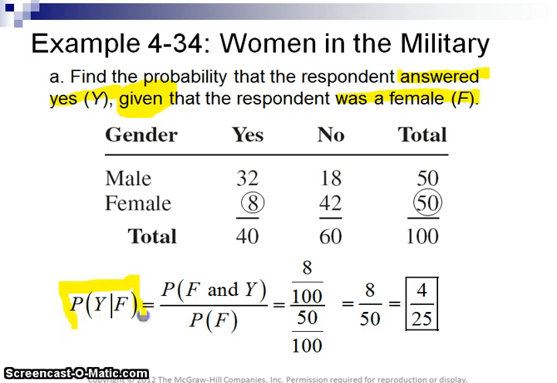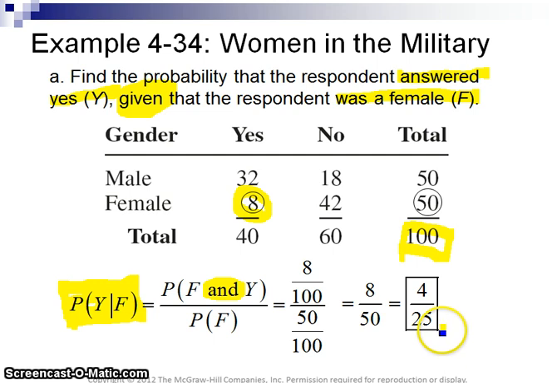So this is the way our setup is. Probability of yes given a female. So now we're going to go back and look at our information in the chart. The probability that they answered yes given female, first of all we have to consider this and statement. Female and answered yes. So we're looking at female, yes, and notice where they intersect here at 8. So that's 8 out of 100 total. This is the total number. And then the probability that they're a female, well, we're going to just read across the female row. That total number is 50. So we got 50 out of 100. And then we're going to reduce that to 4/25.